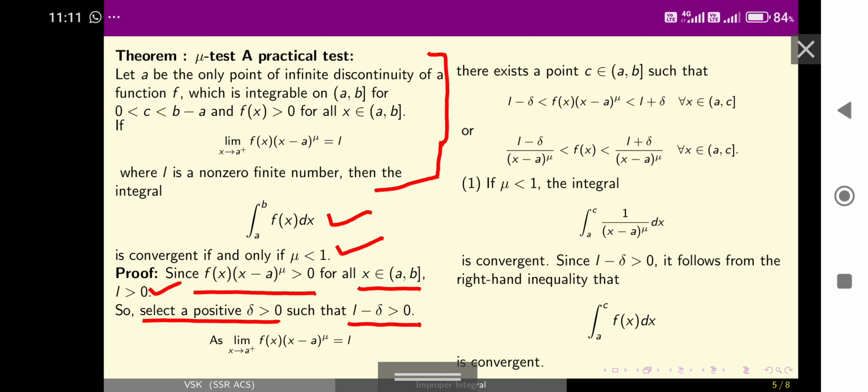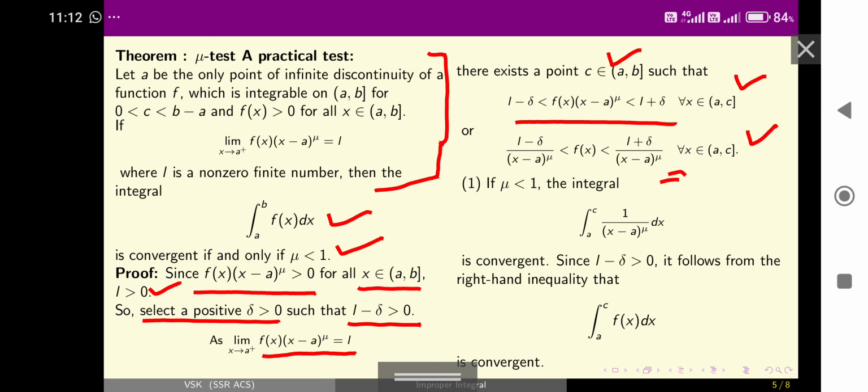And as the limit as x tends to a of f(x)·(x−a)^μ is L, we can find a point c belonging to (a, b] such that this expression holds, that is, L−δ is less than f(x)·(x−a)^μ is less than L+δ for all x in (a, c]. Or if we divide all expressions by (x−a)^μ, we get this expression.